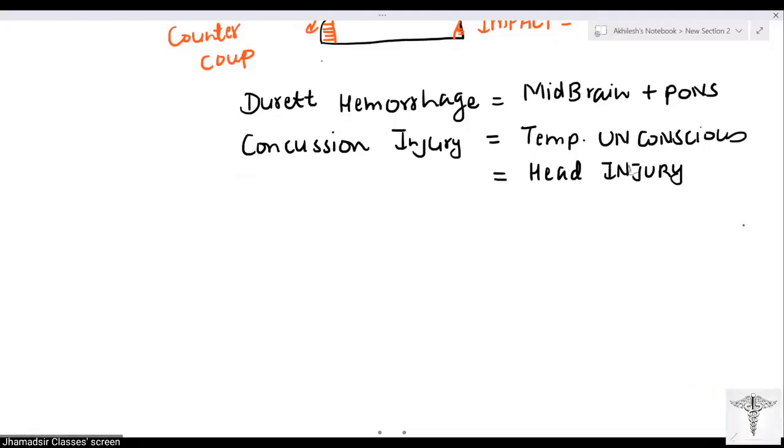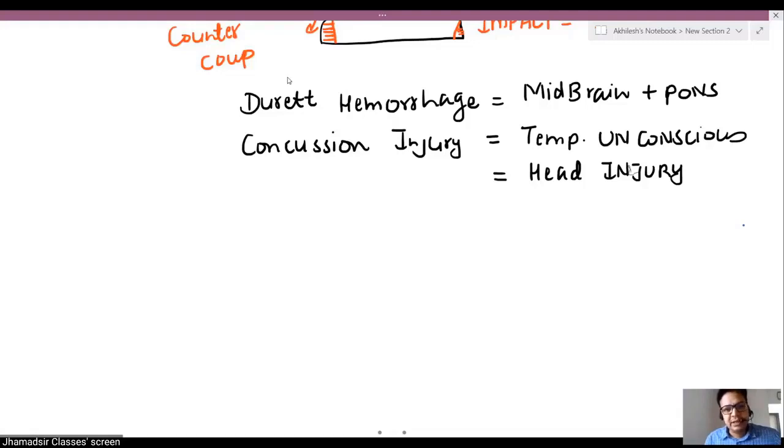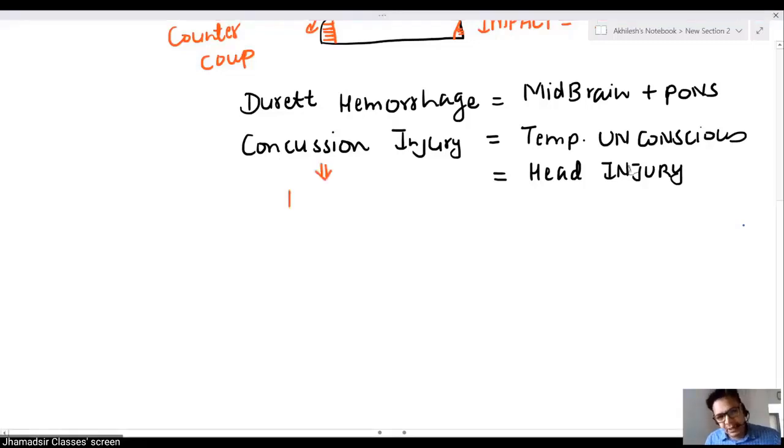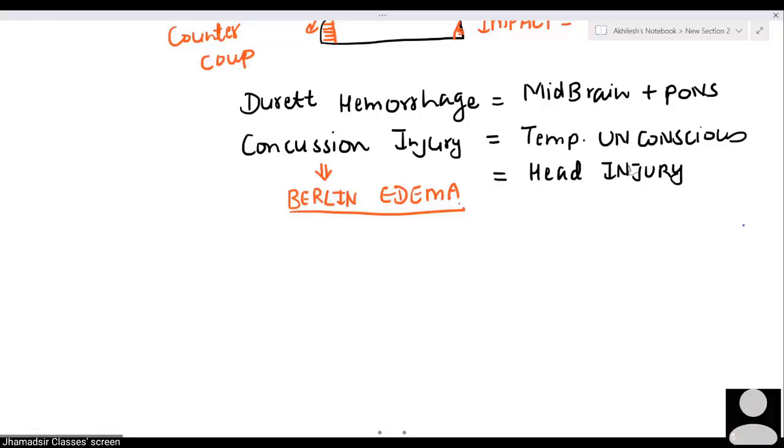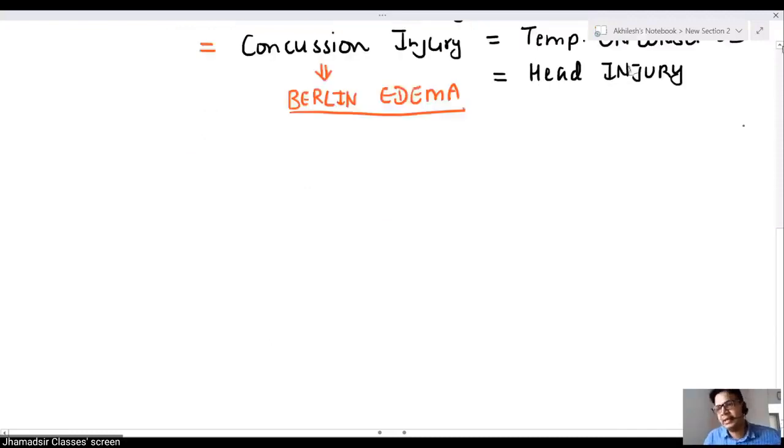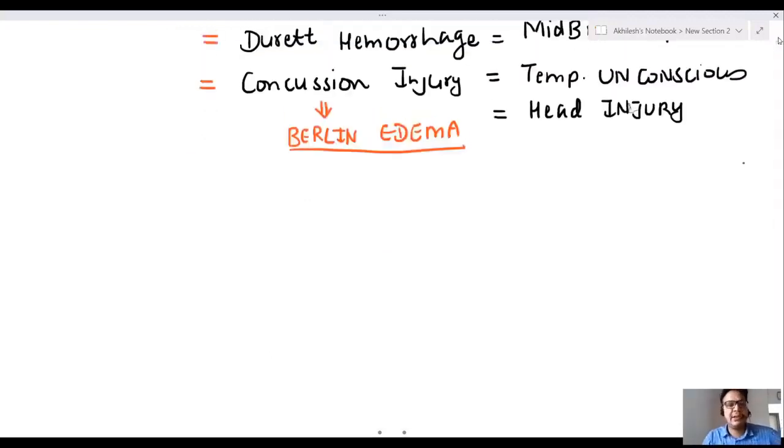And Doctor Sahab, in concussion injury, the brain has edema. This is known as Berlin edema. Durate hemorrhage is a hemorrhage of brain and bones. Concussion injury is temporary unconsciousness due to head injury.